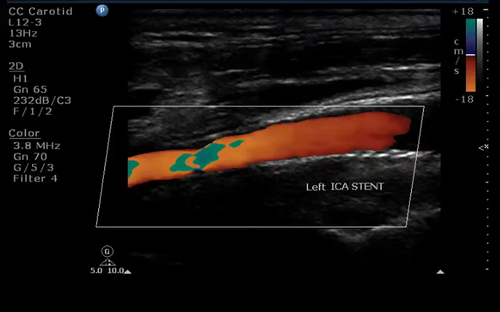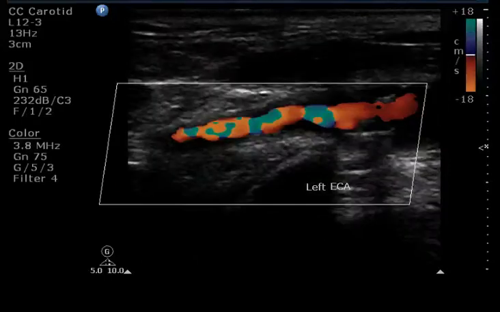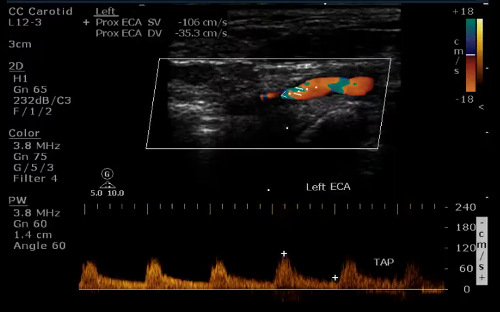Here's a look at where the junction of the stent is and the ICA, and it is a beautiful image. Here's the ECA. We see some plaque along the external carotid artery. We have a monophasic waveform, and temporal tap confirms that we are looking at the ECA.